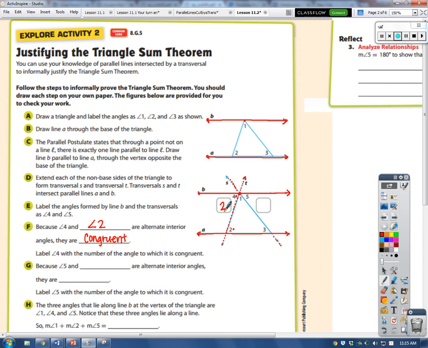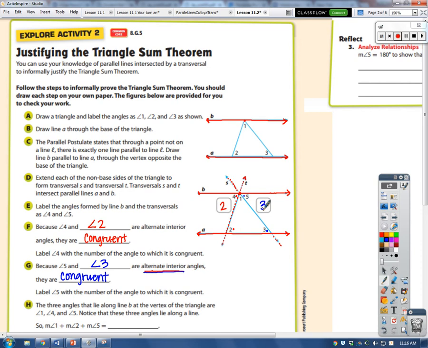Now we're going to do the same thing with angle 5. Because angle 5 and blank are alternate interior angles, I'm going to use a different color. We've got angle 5 here, and the alternate one, across this transversal but inside the parallel lines, is angle 3. So angle 5 and angle 3 are alternate interior angles, and because we've got parallel lines cut by a transversal, these are also congruent. Okay, so far so good. Label angle 5 with the number of the angle to which it is congruent. So that would be angle 3.